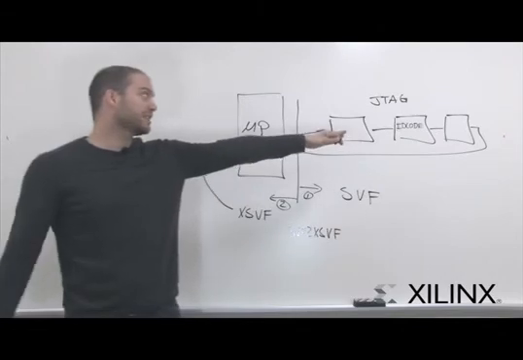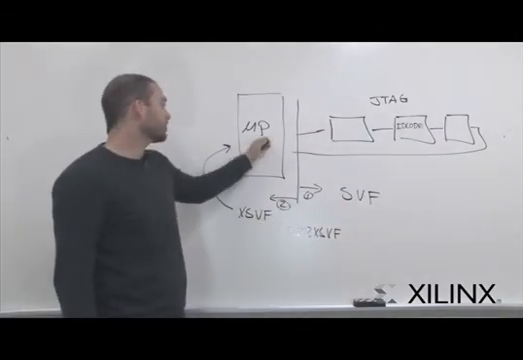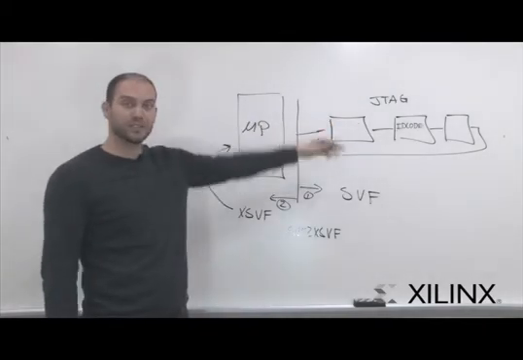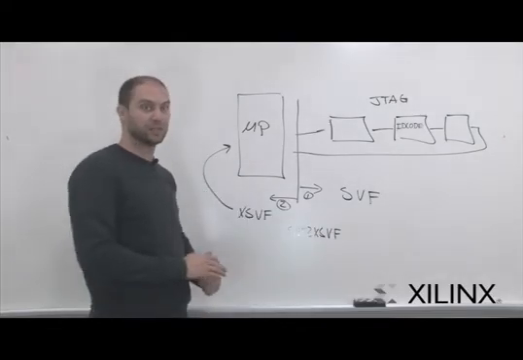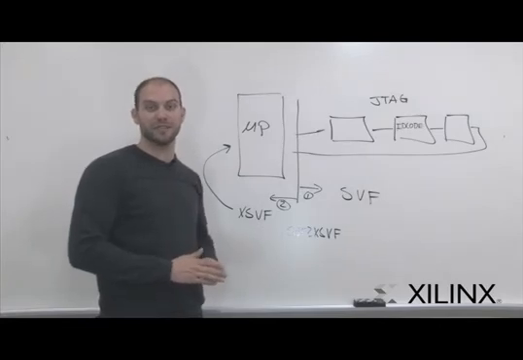For starters, an ID code SVF file can be created in Impact. The XSVF can be ported into the processor and played out over to the chain to ensure the JTAG chain is working. At that point, the full system is now implemented and you should be up and running. That was our overview of application note 058. Thanks.